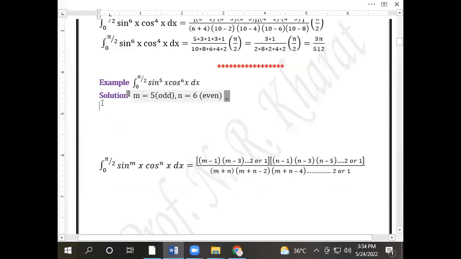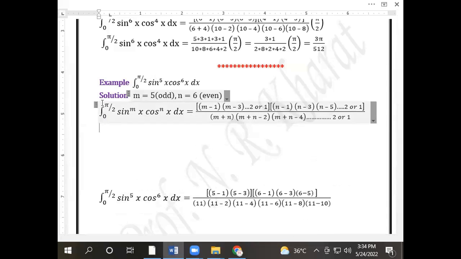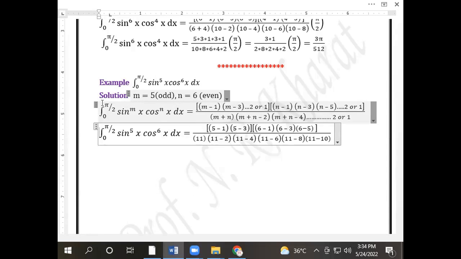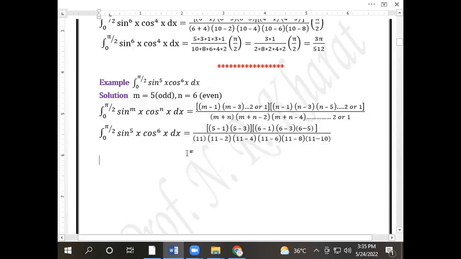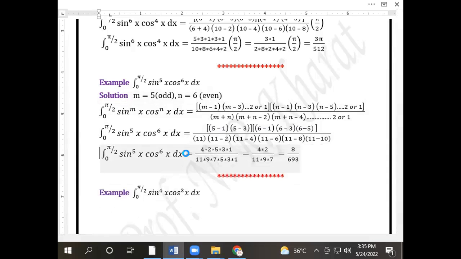So we get the solution of such an example after making the subtraction of odd numbers from your m and odd numbers from your n: 5 minus 1, 5 minus 3, 6 minus 1, 6 minus 3 and 6 minus 5. The value for m is odd and the value for n is 6, means it is even. So this particular answer is not multiplied by pi by 2, whatever we saw in the last example. So 11 minus 2, 11 minus 4, 11 minus 6, up to 11 minus 10, the subtraction should be either 2 or 1. So we get a final solution, that is 8 upon 693.